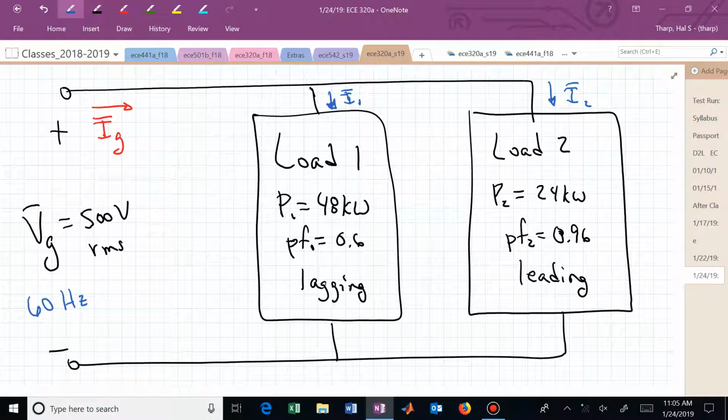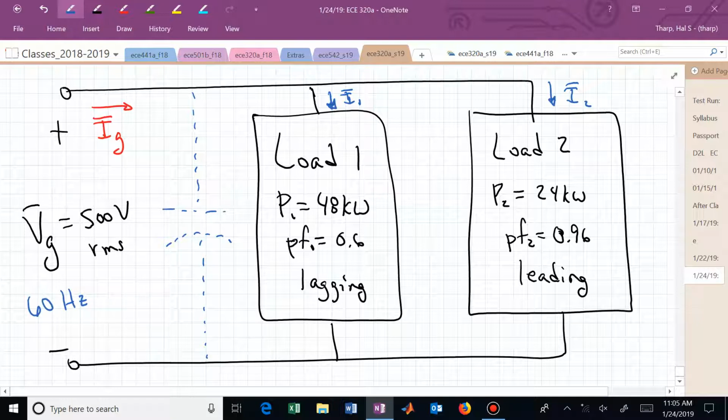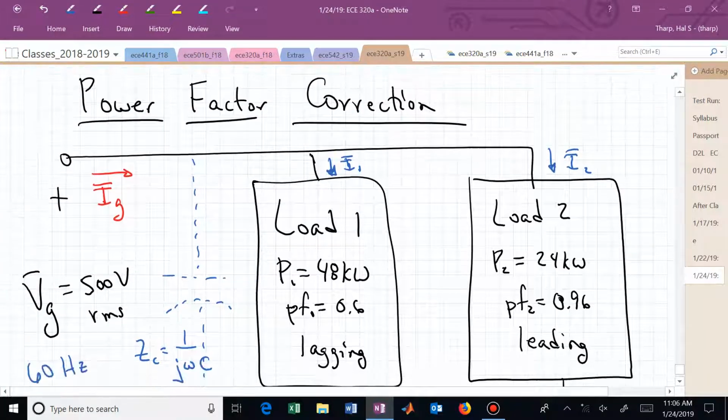If we now have a net inductive load, maybe we can reduce the power factor of that combination by introducing another load near the load, away from the source, that looks more capacitive. Maybe we could even find a capacitor which has an impedance of 1 over j omega C. There's where the frequency comes into play. Maybe we could pick the capacitor C such that the combination of this added capacitor, load 1 and load 2 actually has a power factor of 1. Is that possible? That's what we want to look at in terms of power factor correction.